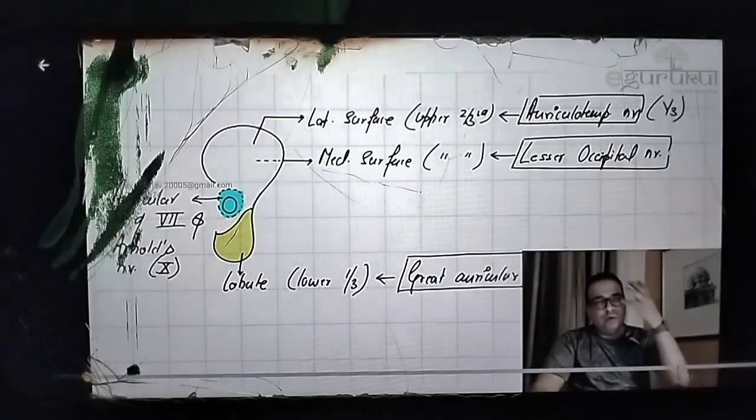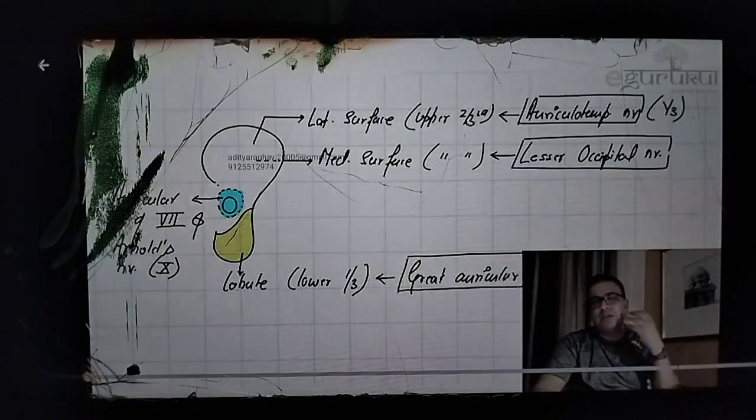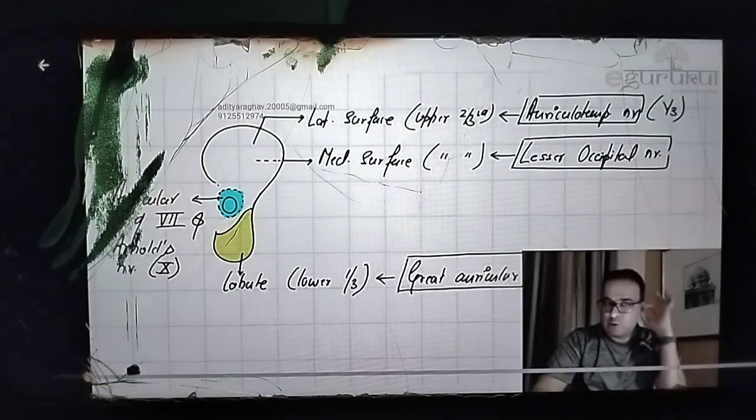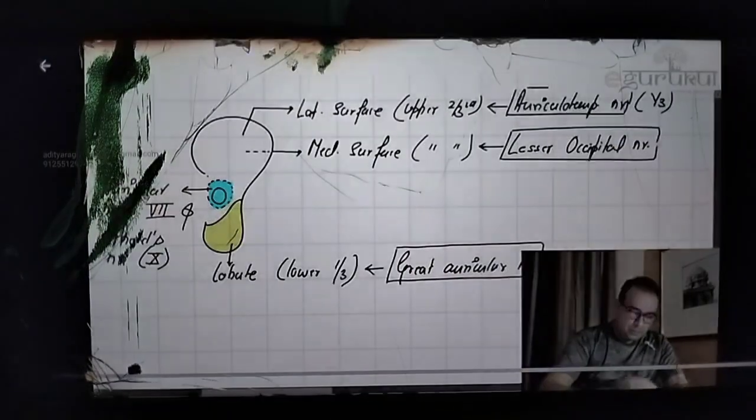We need to know about the general sensation of the face, like where the ophthalmic nerve, maxillary nerve, and mandibular nerve are. So in that continuity, you should know about the sensory innervation of the ear also, which nerve is supplying what part of the auricle in what region. So that is regarding the nerve supply.